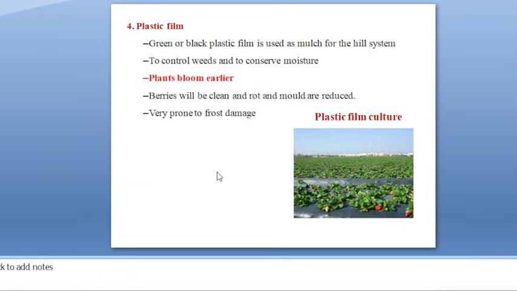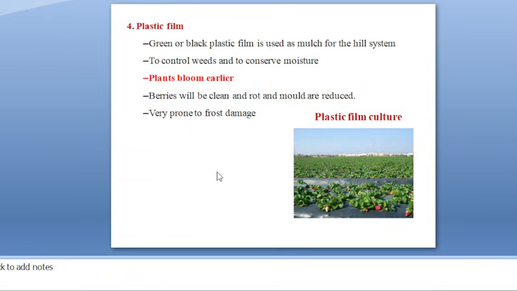Matted row system. Here we can use this where there is plenty of availability of planting material, or the plant is able to produce more suckers, and where the soil is heavy, that kind of places we can use here. Once we plant the strawberry runners, they will establish in the form of a mat. That's why it is called the matted row system. The disadvantage here is that overcrowding of the plants may lead to the fruit rot problem.